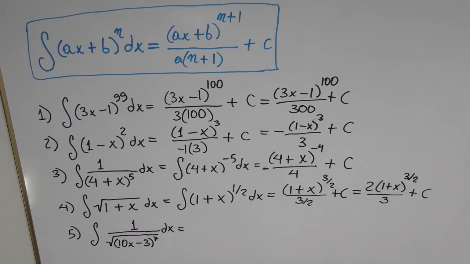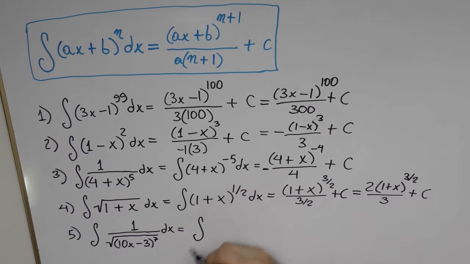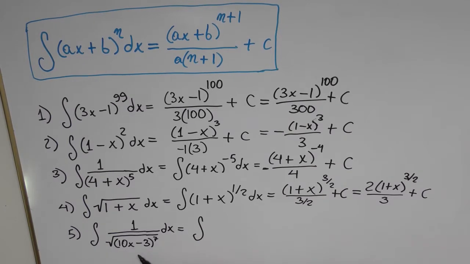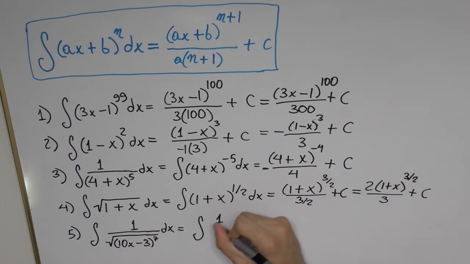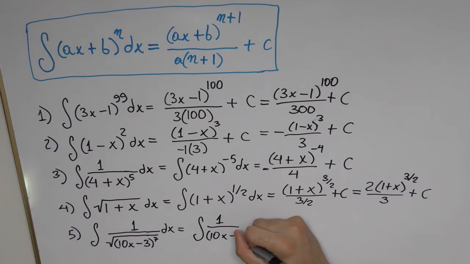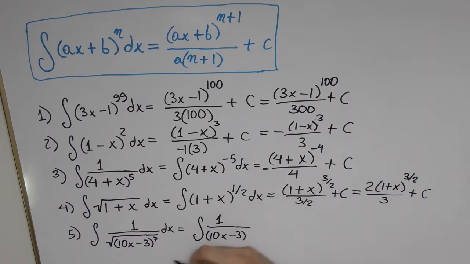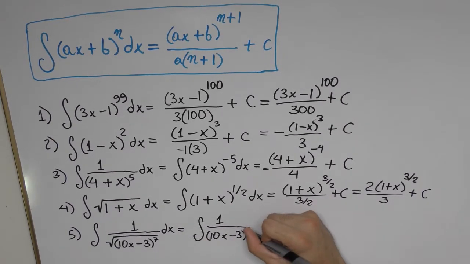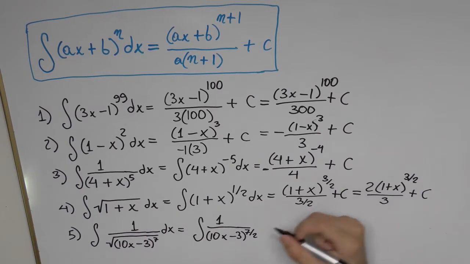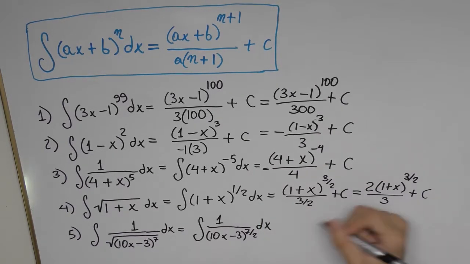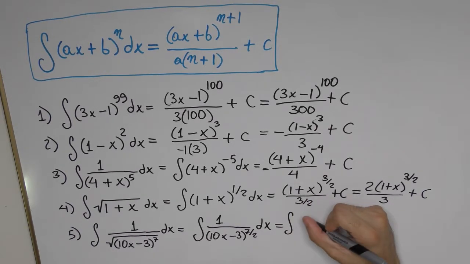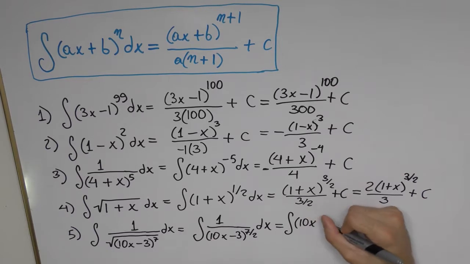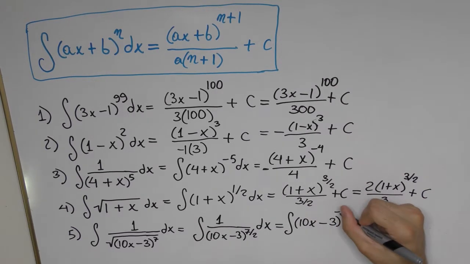Now the last one we're going to be looking at is we have a fractional power in the denominator, but we need to simplify that first. So we're going to start off by writing that as 10x minus 3, and now this is going to be the same as the power of 7 divided by 2 dx. And now we can express it as a negative power. So that's going to be 10x minus 3 to the power of minus 7 on 2.